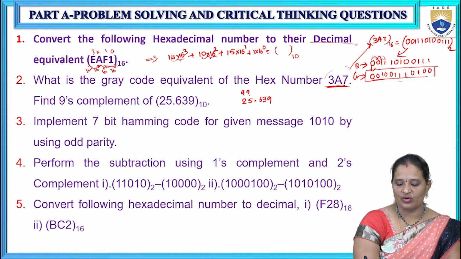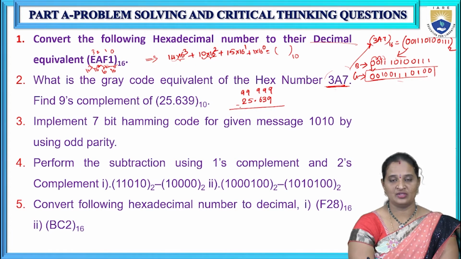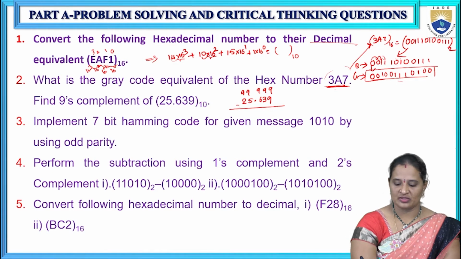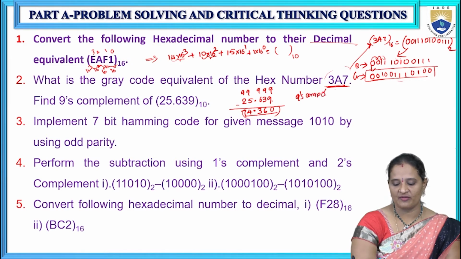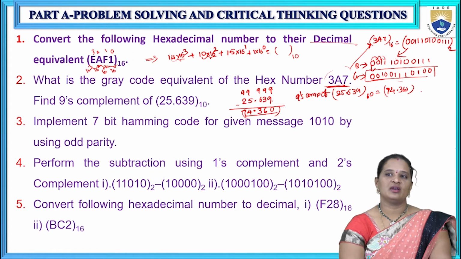25.639. So now I want to get the nines complement. So subtract each digit of the given decimal number from 9. So 9 minus 9 is 0, 9 minus 3 is 6, 9 minus 6 is 3, 9 minus 5 is 4, 9 minus 2 is 7. So the nines complement of 25.639 is given by 74.360. Like that you can get the nines complement.